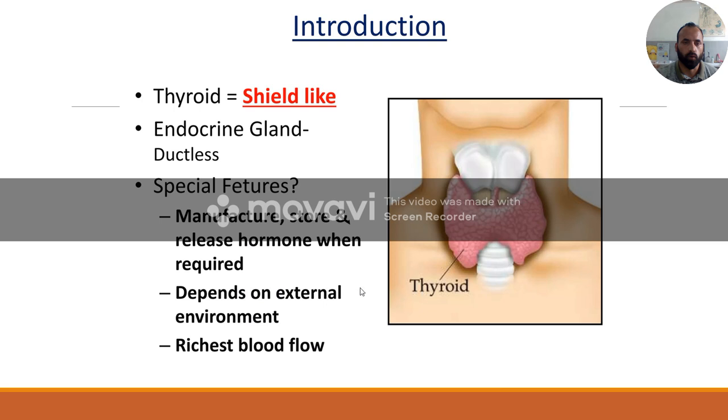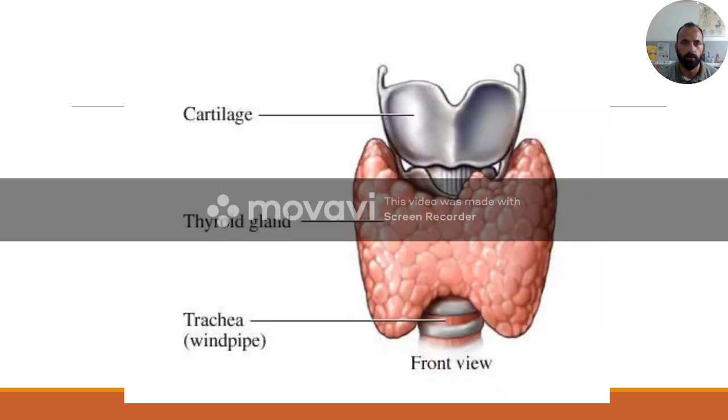And thyroid, like what I told you, the special feature of this endocrine gland is that it will manufacture and store the hormone, and then release it when it is needed. That is one of the biggest differences: it will store its secretion first, then it will release. It is supplied with the richest blood flow.